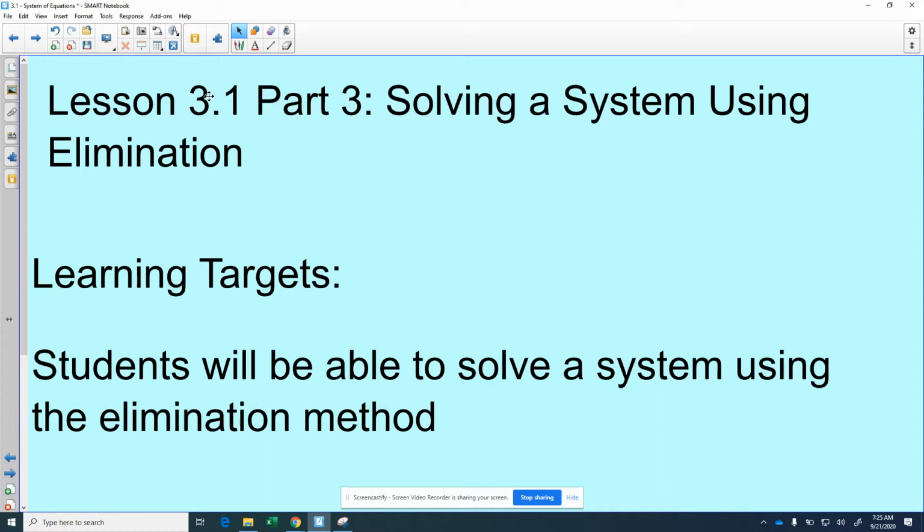So bear with me. It should be only a couple minutes long. We're going to go through how to solve two problems using the elimination method and talk about how we actually use it, how it's applied, and things like that.